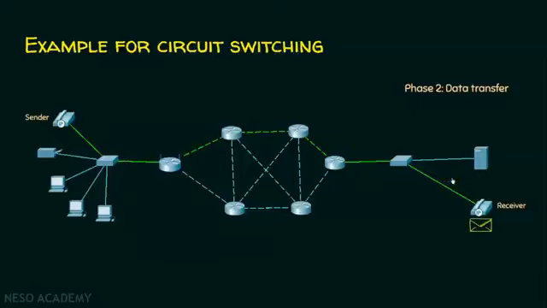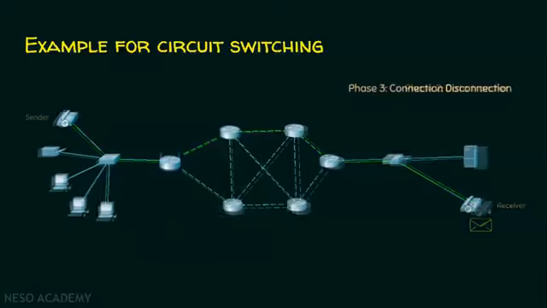So before data transfer can happen, the circuit or the connection is established. All the communication uses this channel or this connection, and this connection is reserved between the sender and the receiver. After phase number 2, now comes phase number 3. Phase number 3 means connection disconnection. Now if you observe, the green lines are removed. It means the connection gets terminated. This is what circuit switching is. So far we have seen what is circuit switching, and this is the first technique in switching techniques.